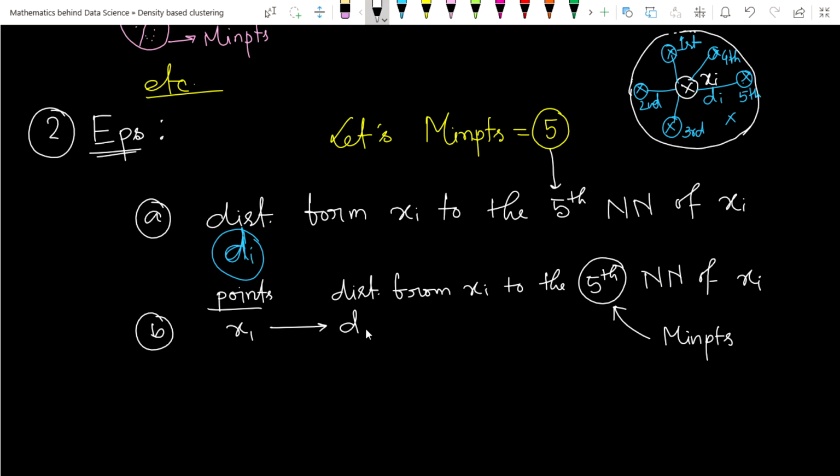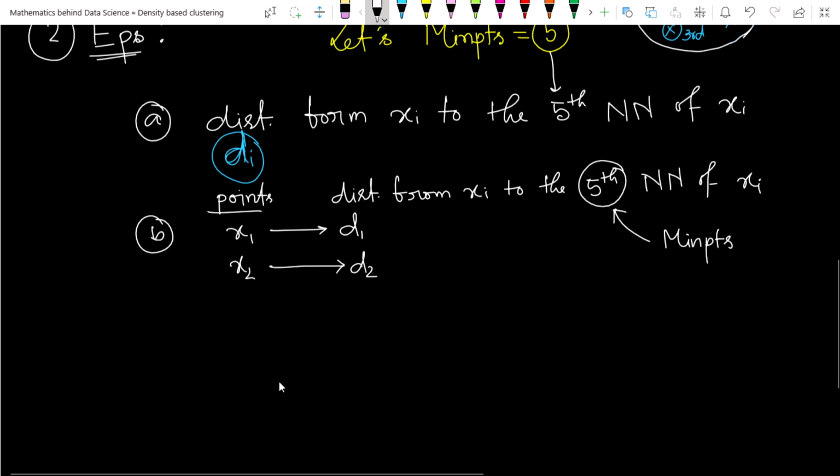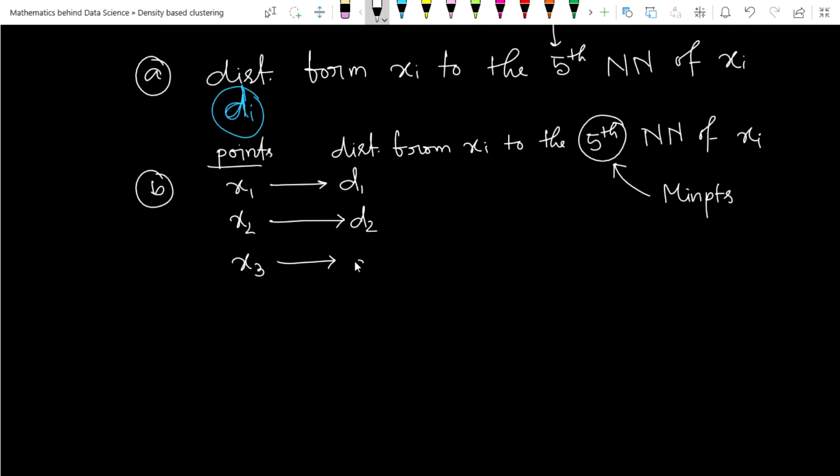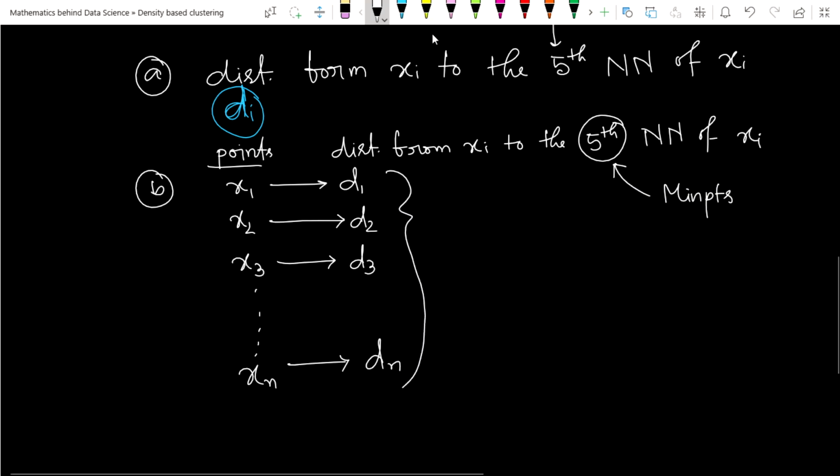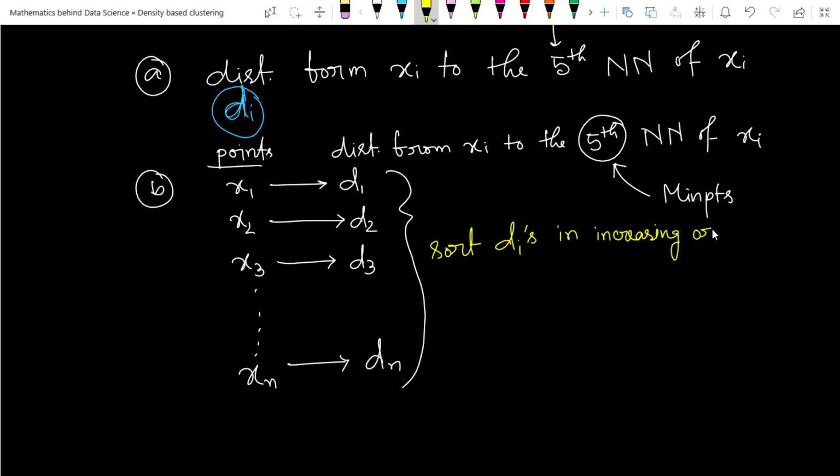Suppose for the x1 point we got the distance d1, for the x2 point we got d2, similarly for the x3 point we got d3, and similarly for the xn point we got dn. We got these distances for each point. After finding these distances, we have to sort the di's in increasing order.